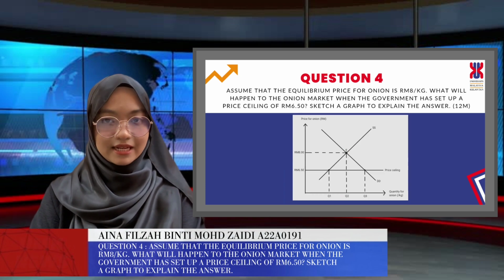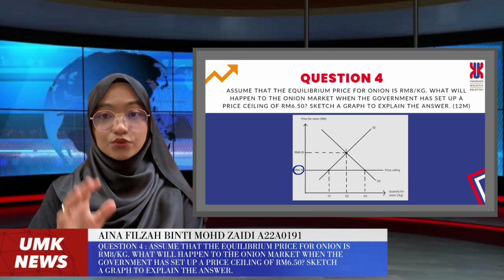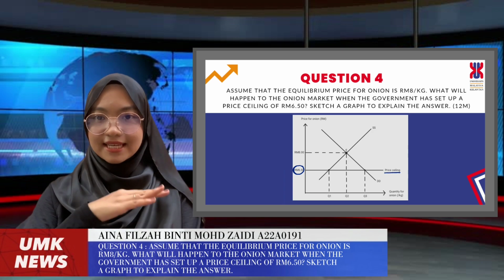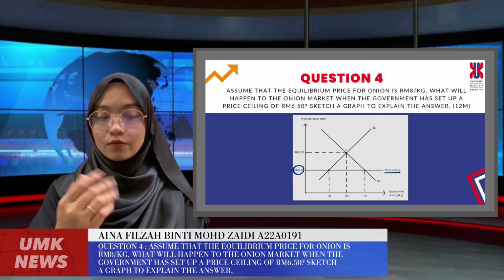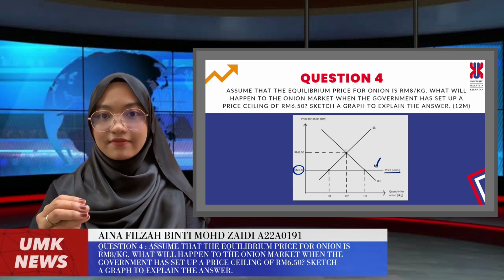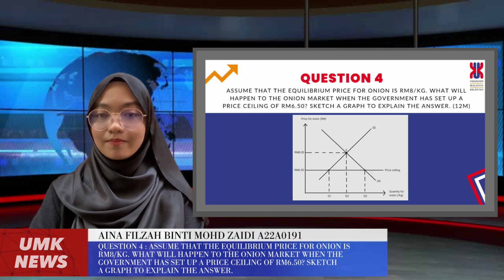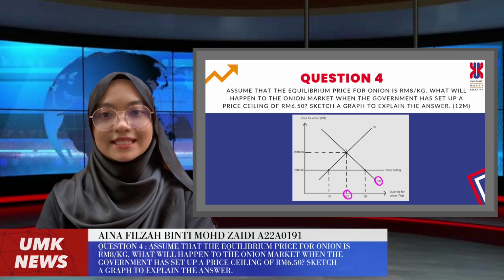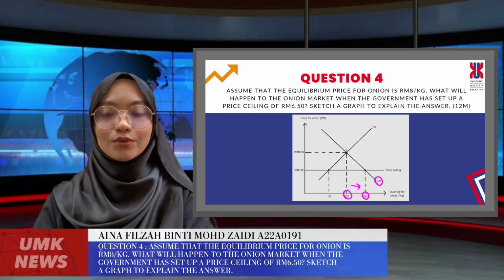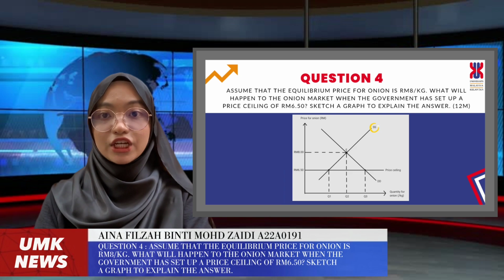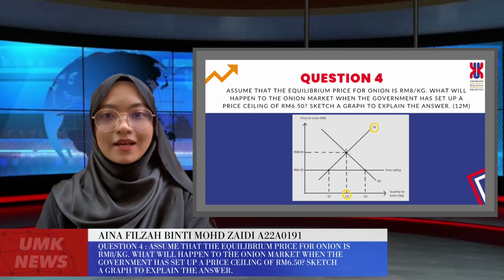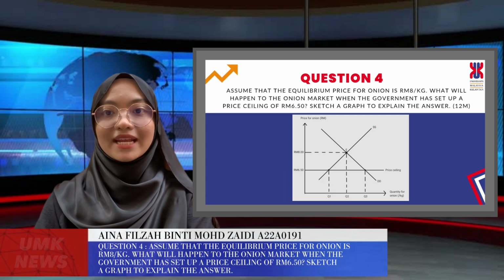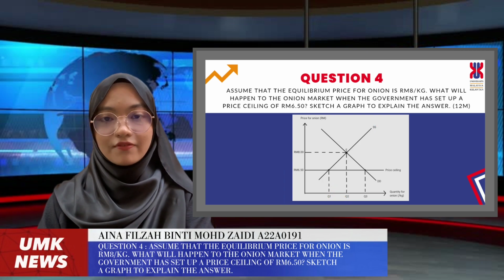When the government sets the ceiling price of onions at 6 ringgit 50 cents per kilogram, the price level cannot exceed the ceiling price that has been set. The ceiling price level is represented by the horizontal black line. At the ceiling price level, the quantity of onions demanded has increased from Q2 to Q3, while the quantity supplied decreased from Q2 to Q1. This causes the supply of onions in the market to decrease because the quantity demanded exceeds the quantity supplied.